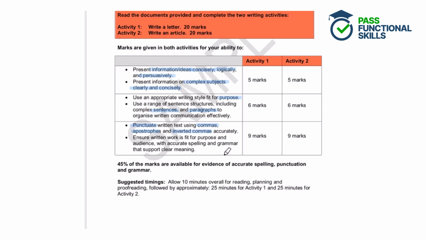Finally, you'll need to ensure that your written work is fit for purpose and audience, with accurate spelling and grammar that support clear meaning. So this means that you need to carefully identify the audience in the question, and then you need to decide whether your writing needs to be formal or informal, and what kind of audience you're writing for will really determine the tone and the style of your writing.